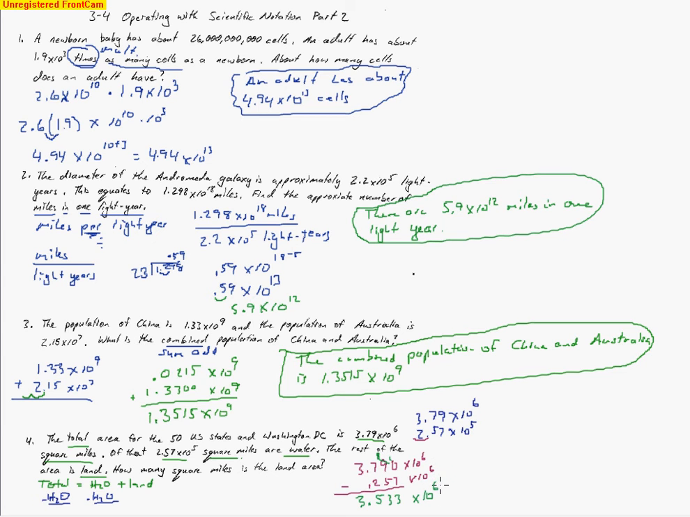So that's the answer. Let's go ahead and rewrite the answer from the question. And what we could say are, there are, and we can write down how many square miles we have: 3.533 times 10 to the 6th power square miles of land in the United States of America. And so there is our answer.